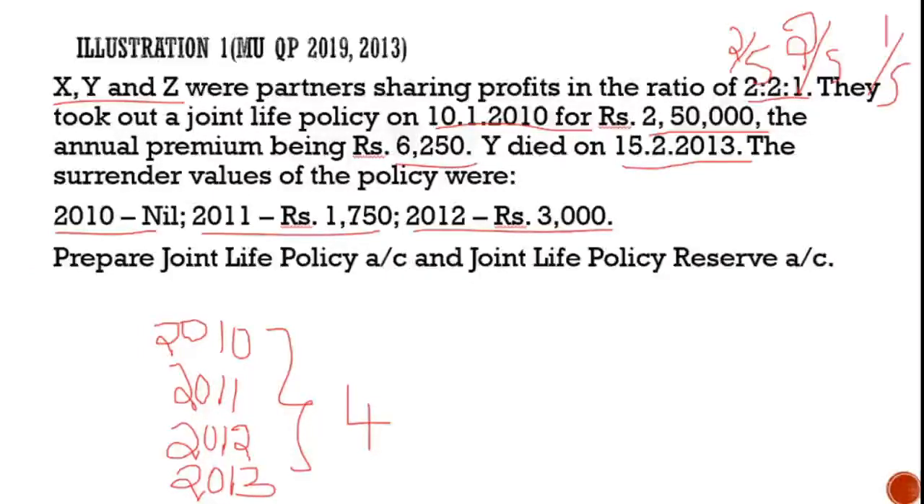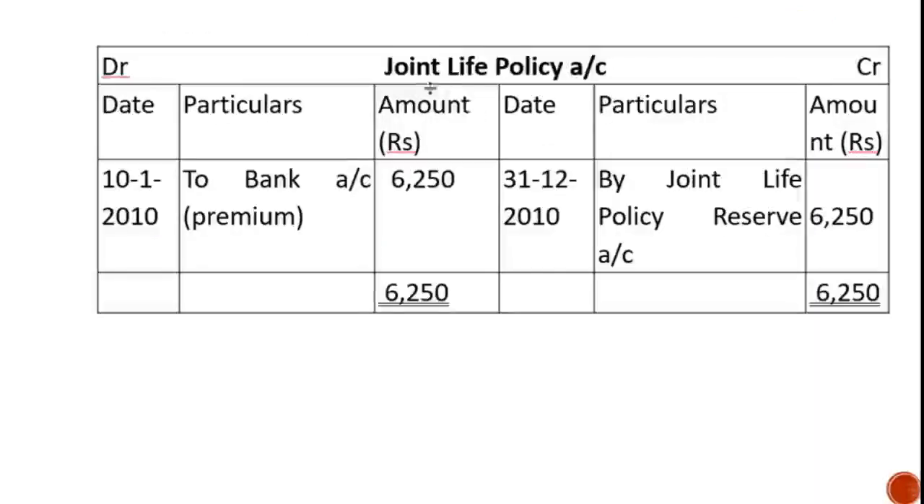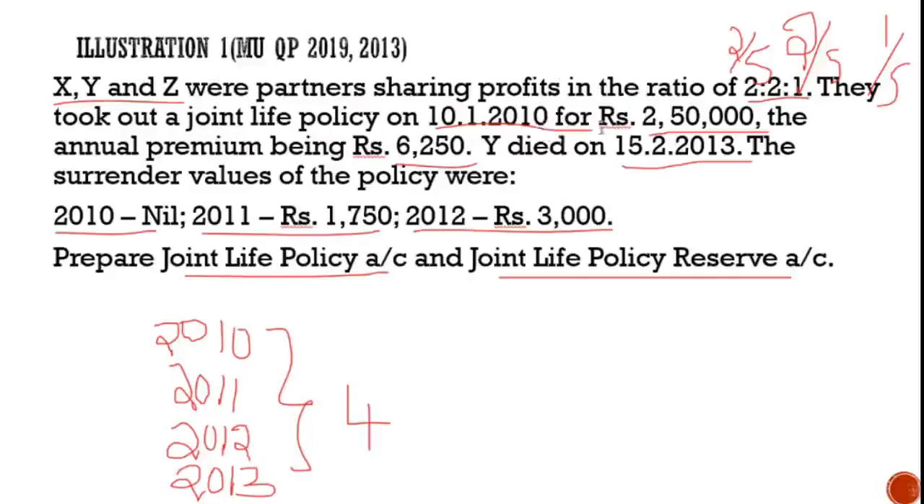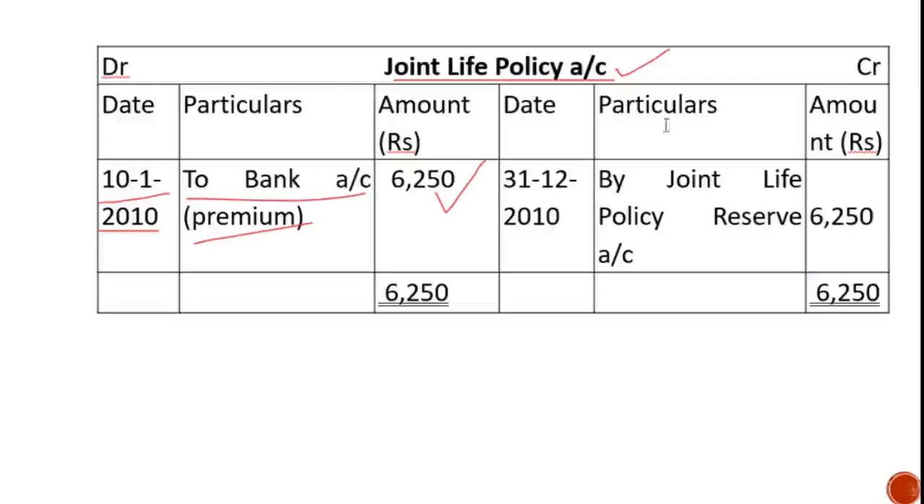Now we will solve the problem. We have to prepare two accounts, that is one joint life policy account and another is a joint life policy reserve account. First we will prepare the joint life policy account. In the joint life policy account, first we have to pay the premium. So the premium date is 10/1/2010. So it is paid on 10/1. So that is 6,250, which is given in the problem. Then end of the year.